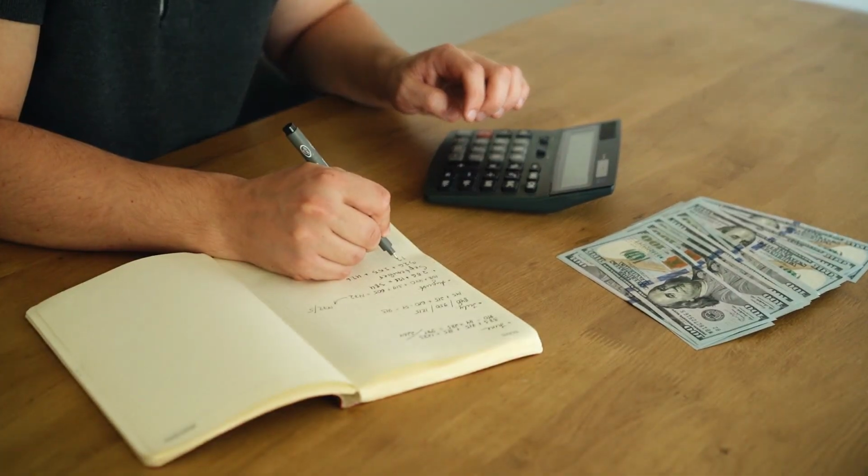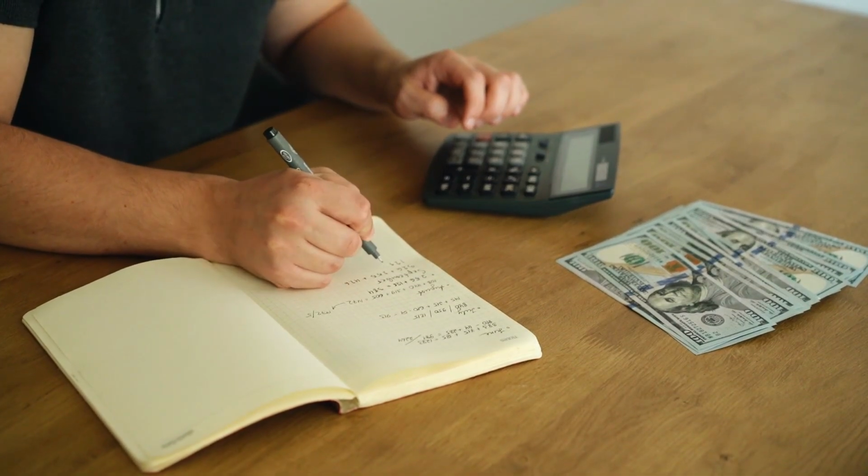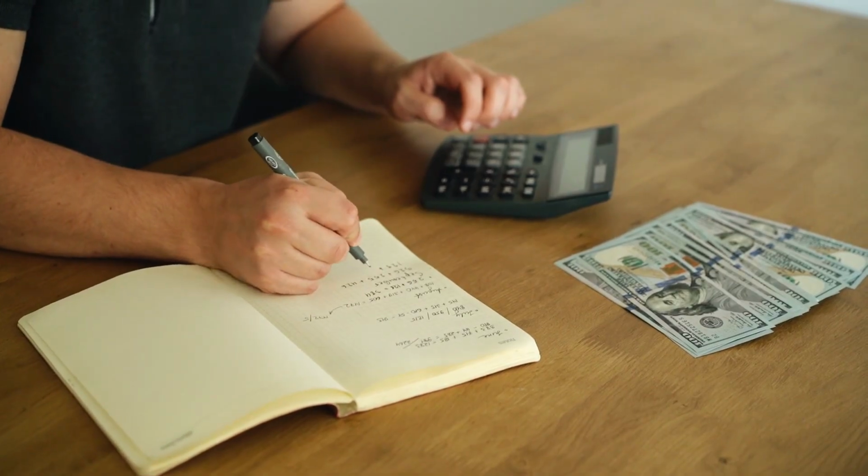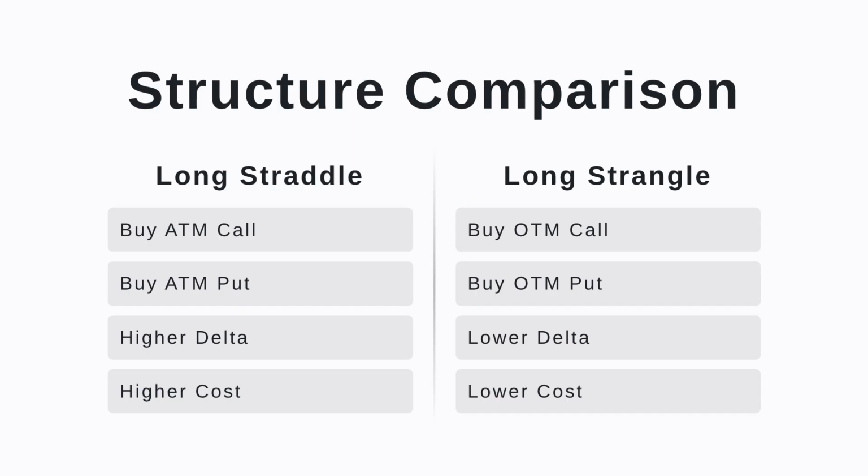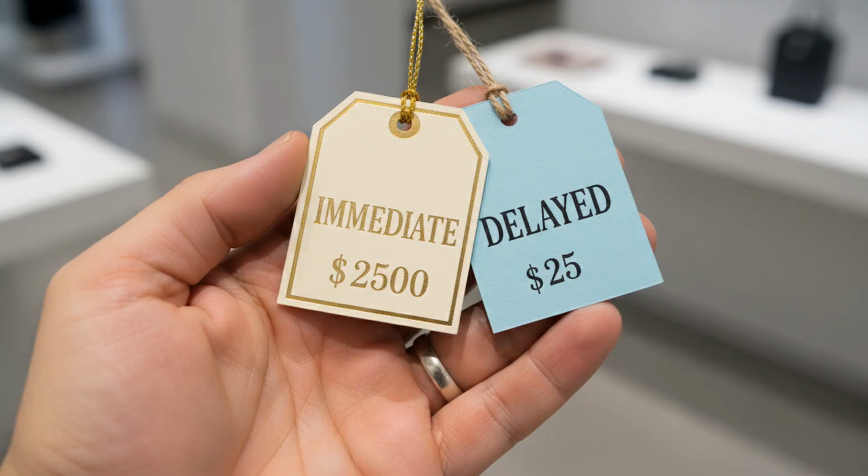The straddle is pure aggression. You strike right at the current price. The strangle is defensive regarding cost. You widen your strikes to lower the premium paid. Many traders default to the strangle simply because it is cheaper. If a straddle costs $500, a strangle might only cost $300.